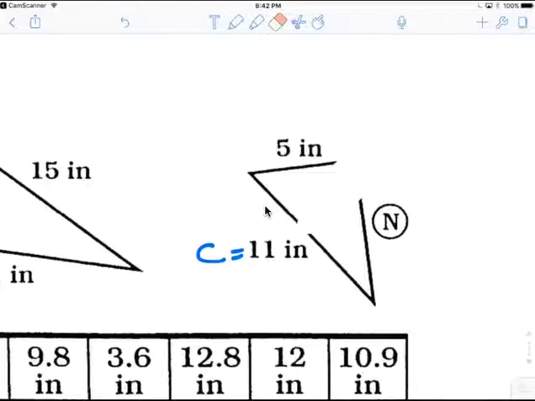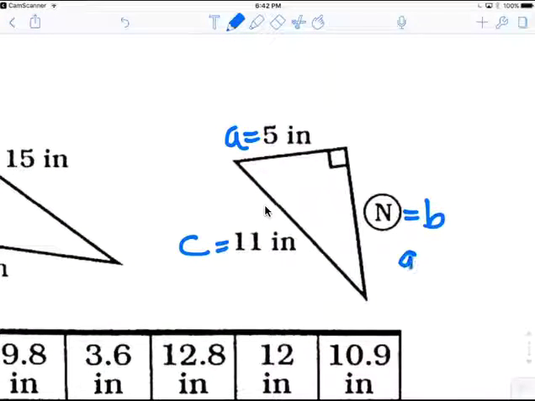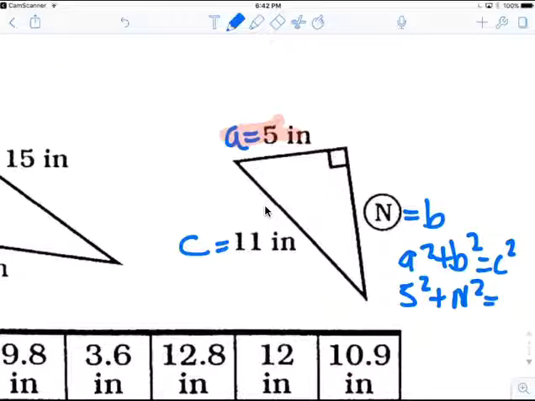Now the other two are A and B. It doesn't matter which one is A and which one is B. So we can use 5 as A and N as B. So the formula we use here is A squared plus B squared equals C squared. Well, A is 5, so you put 5 squared plus B is N squared equals C squared, which is 11. So it's 11 squared. This is the Pythagorean theorem formula, and it only works for the 90-degree angle, okay?